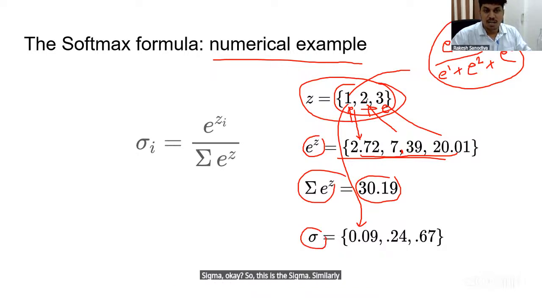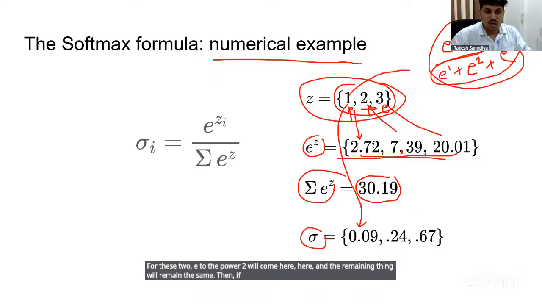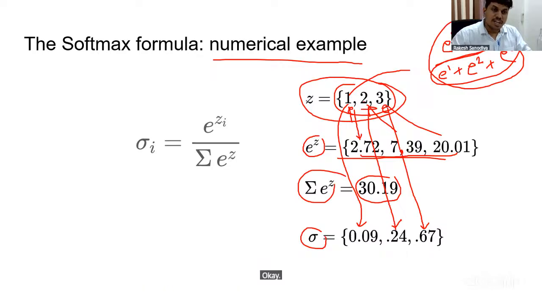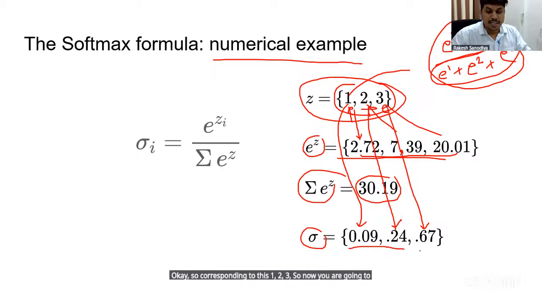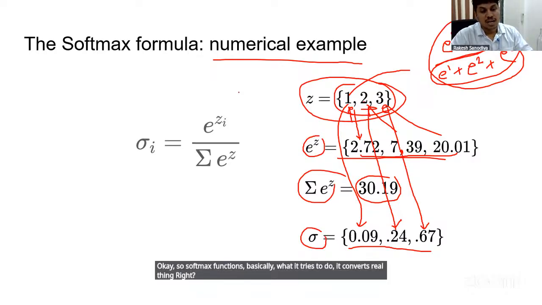Similarly, for 2, e to the power 2 will come in the numerator, and the remaining thing stays the same. If you perform this, the corresponding value is 0.24. Then for 3, e to the power 3 divided by e to the power 1, e to the power 2, e to the power 3, and you get this value. So corresponding to 1, 2, 3, you now get probabilities. The softmax function converts real outcomes into probabilities.